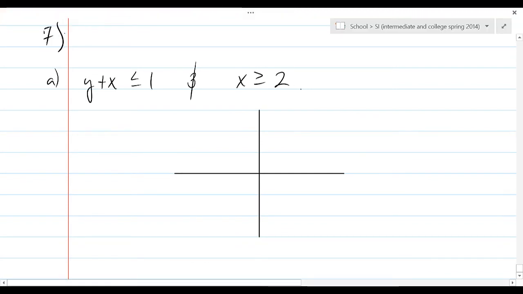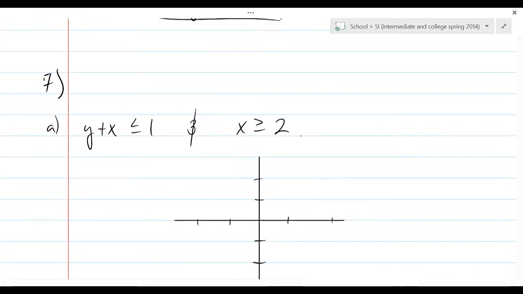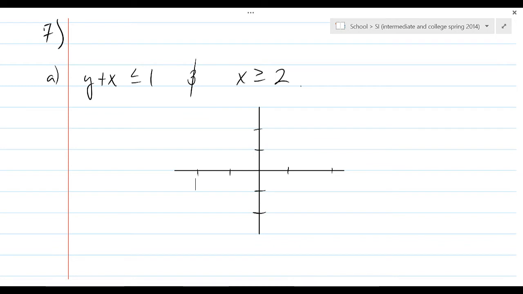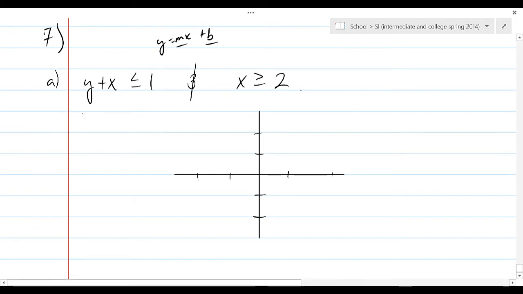So, the first thing that we need to do in graphing, let's go ahead and make our tick marks. Then, we've got to try and get everything into forms that we can graph with. We can graph with slope-intercept form, which is y equals mx plus b, where we know the slope and the y-intercept. So I'm going to put this into slope-intercept form by subtracting x from both sides. So I've got y is less than or equal to negative x plus 1. Okay, I can graph that.